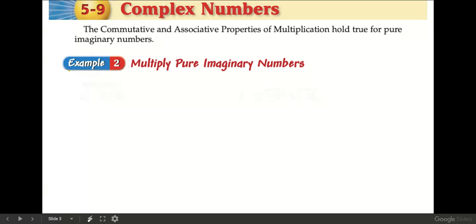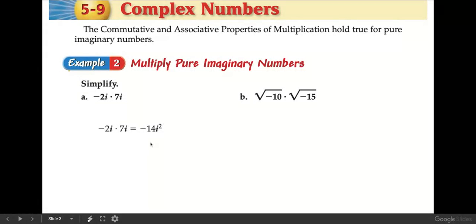So if we were to multiply pure imaginary numbers here, so negative 2i times 7i, okay? So these would multiply together just like real numbers. So negative 2i times 7i, well, I know negative 2 times 7 is negative 14, and i times i is i squared. Now, one thing to remember is i squared, right? i squared is equal to negative 1, because if I took the square root of negative 1 times the square root of negative 1, that is just negative 1.